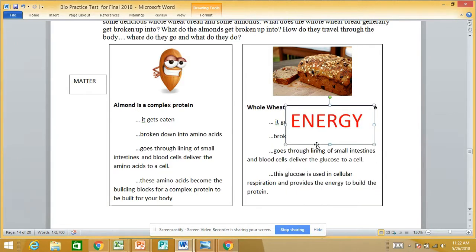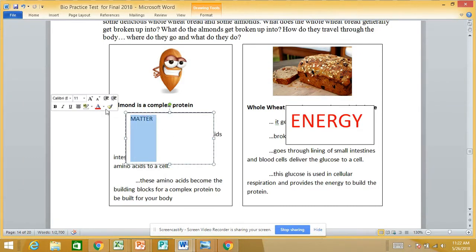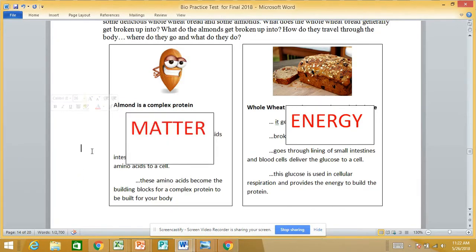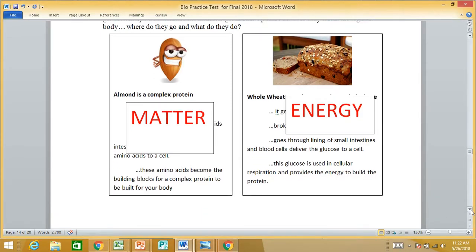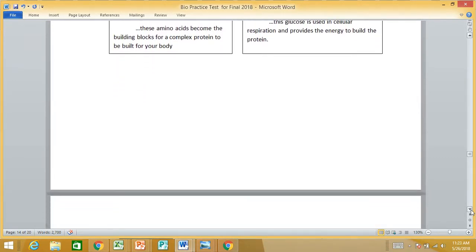Okay, energy. And here we've got matter. I'm not going to remember which one I did. There we go. Matter. Okay? So matter and energy. How do you travel the body? What do they do? There you go. Oh, and my cat agrees with this. Okay.